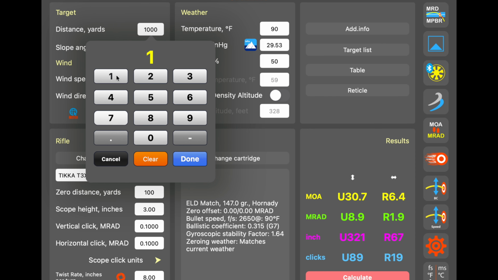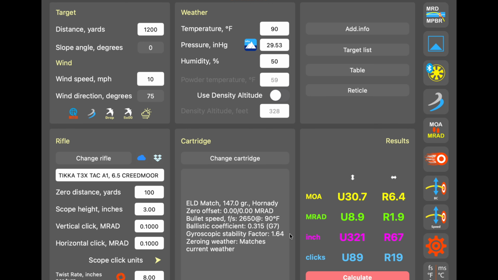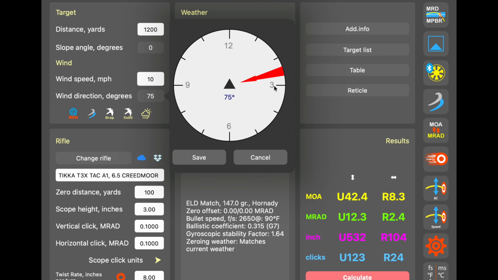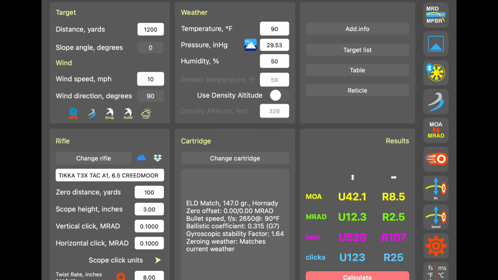Let's go to 1,200, see if that makes a difference. That's going to bump us up to 2.4 mils. Now we're going to go to our full value wind. So we had 2.4 mils. Let's see if that goes 2.5. So that works out perfect. So if we were within that 1,000 yards, you got 230, go ahead and just use that full value wind. It's not going to make a huge difference.